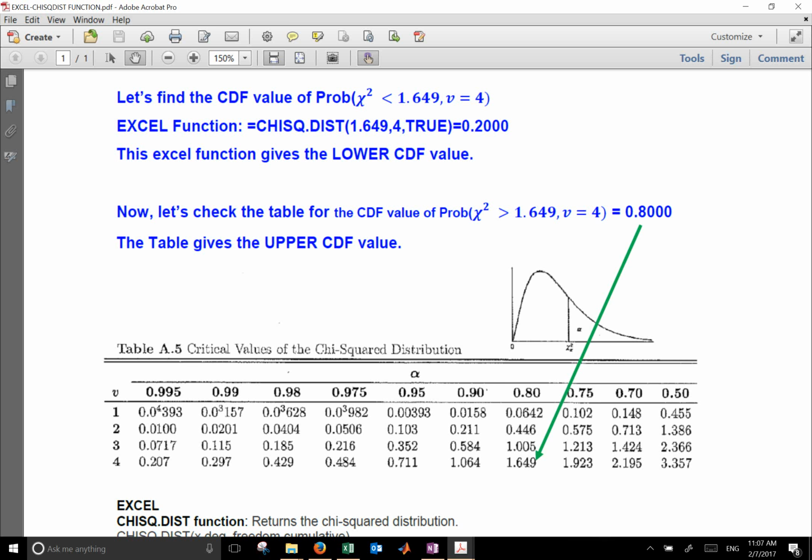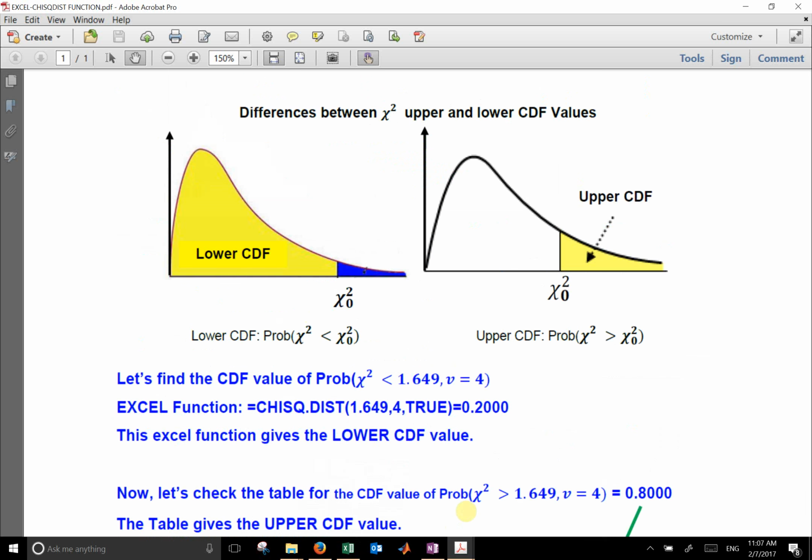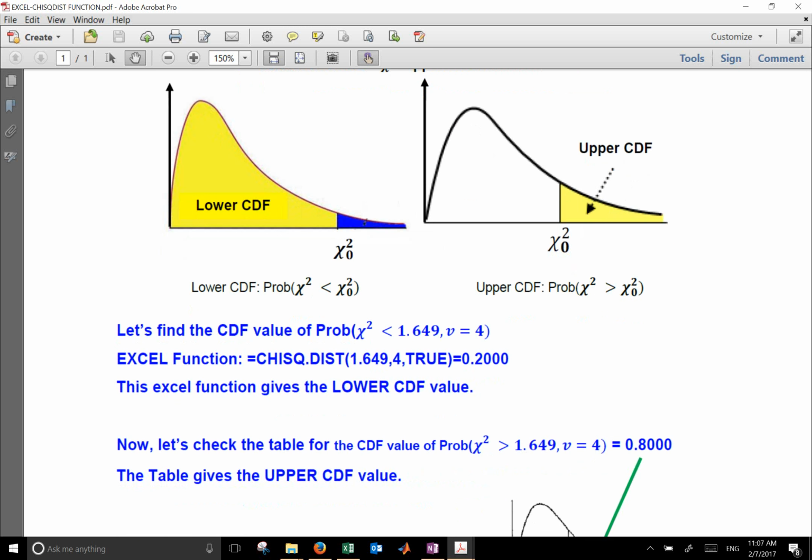So in Excel, yes. I'm just getting confused. What is the point 80? Is that the probability, or is that 80% of the data to the right of the 1.649? Okay, very good point. So if we have 1.649 over here, this is my location.